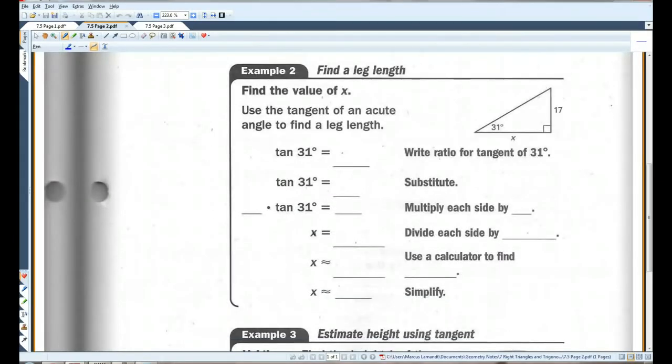Example 2. Find the value of x. Tangent of 31 degrees, we already know, is the opposite over the adjacent side. So in this case, 17 over x. Actually, I think they wanted you to do this first. Opposite over adjacent. And we know that the opposite side is 17. The adjacent side is x. Okay, I'm going to multiply each side by x, and I'm going to divide each side by tangent of 31 degrees.